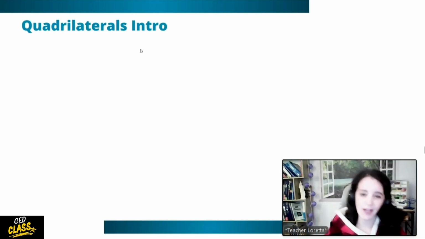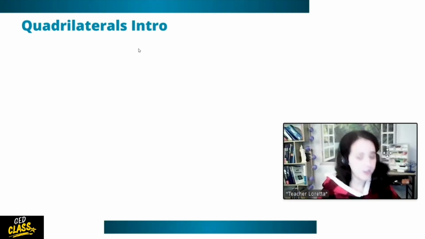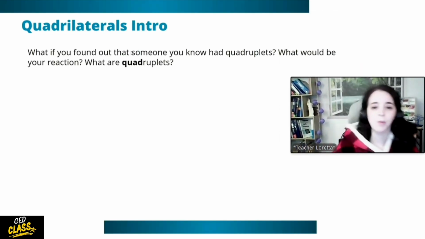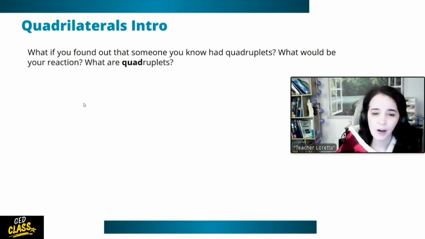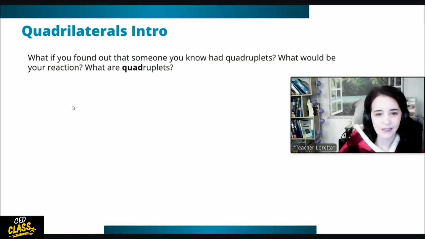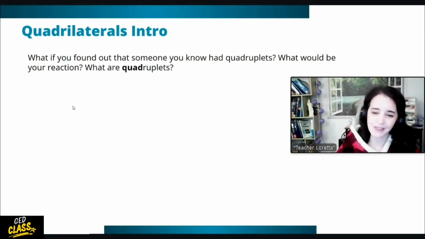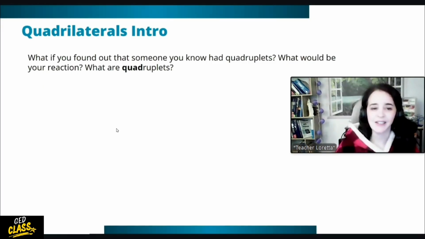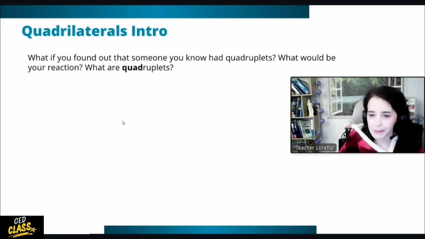Let's talk about quadrilaterals. A quadrilateral is a shape with 4 sides. So what are quadruplets? Anyone know? If somebody has quadruplets, what are quadruplets? Right. Quadruplets are having 4 children at the same time, right? And 4 babies is quadruplets.